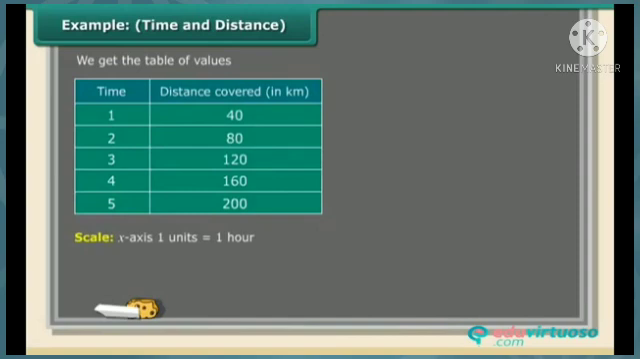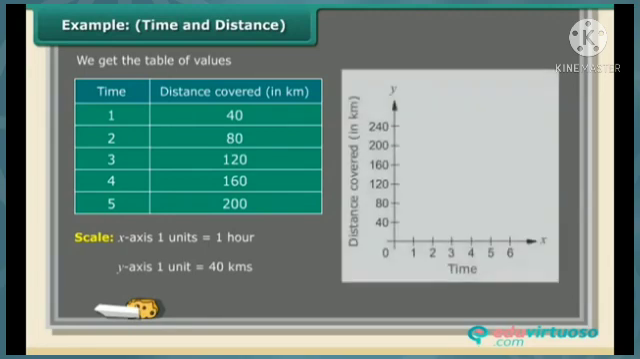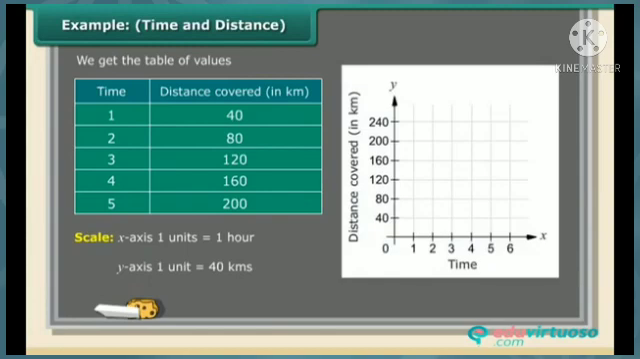Scale: x-axis 1 unit is equal to 1 hour. Y-axis 1 unit is equal to 40 kilometers. A. Mark time on the horizontal axis. B. Mark distance on the vertical axis. C. Plot the points (1, 40), (2, 80), (3, 120), (4, 160), (5, 200). D. Join the points. We get a linear graph.